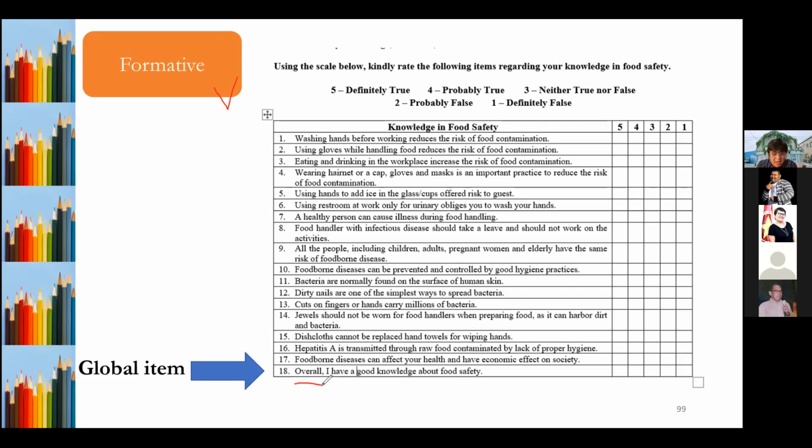Look at the global item here. It has an overall item: "I have a good knowledge about food safety." So you will see here the last item talks about the overall knowledge of the respondent on food safety. So we call that the global item, and that is a unique characteristic. When we use a formative construct, there is always one global item. What is the purpose? Why do we have a global item?